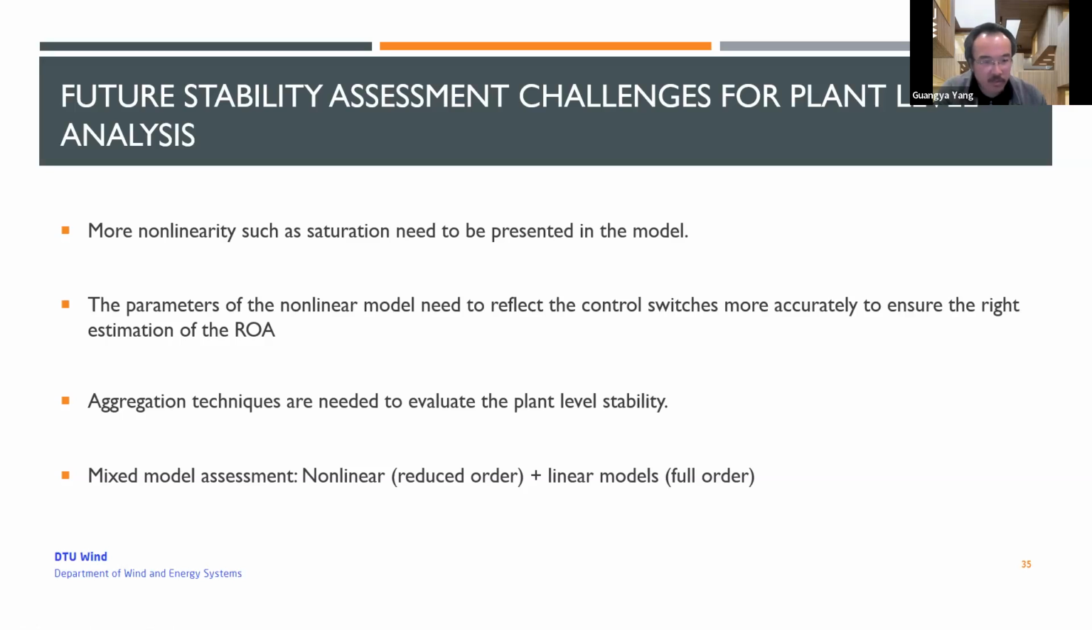And we also see that in future, this mixed nonlinear and linear models assessment method could be developed for this plant level, because the converter control and so on is very nonlinear. There are many nonlinearities here, but there are certain components, for example this control switch and so on, that are not limited or defined by the grid code, where you can use a linear model to represent. Then you have a mixed simulation for both nonlinear and linear models together.